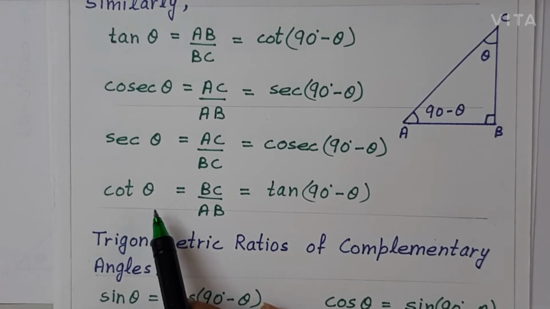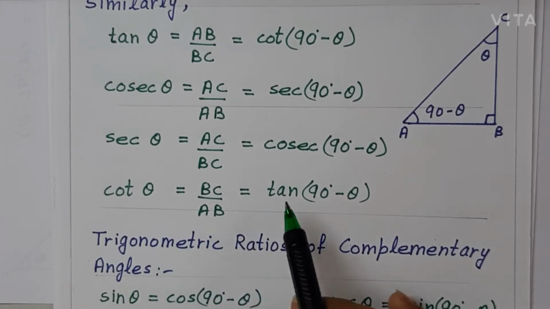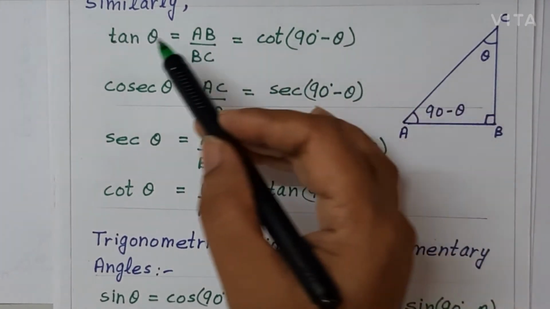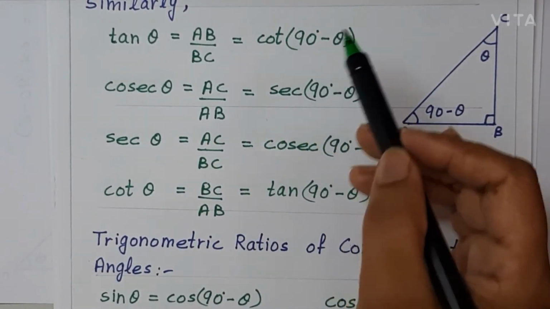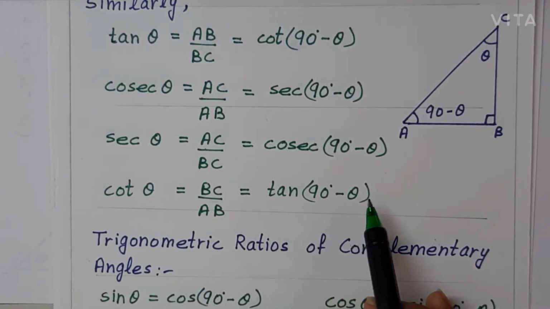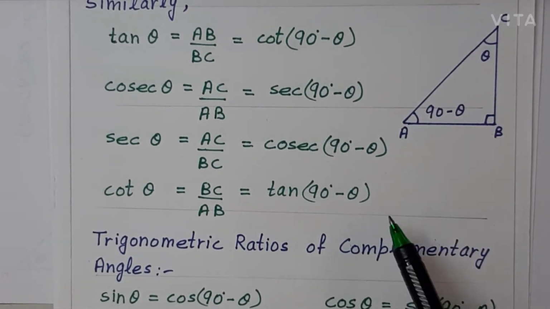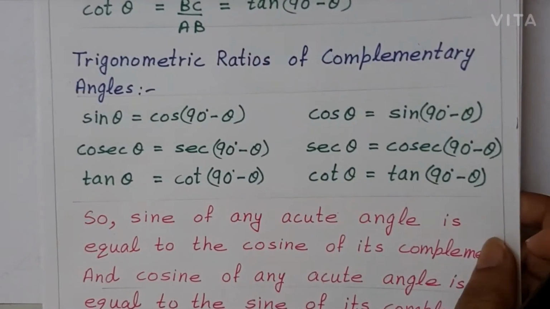Now the next is cot theta. Now what is cot theta? Cot theta is equal to BC upon AB, that is equal to tangent theta, that we have already discussed here. Tangent theta is cot 90 minus theta and cot theta is tangent 90 minus theta. So they all are co-functions of each other, right? So let us summarize now whatever we have discussed.